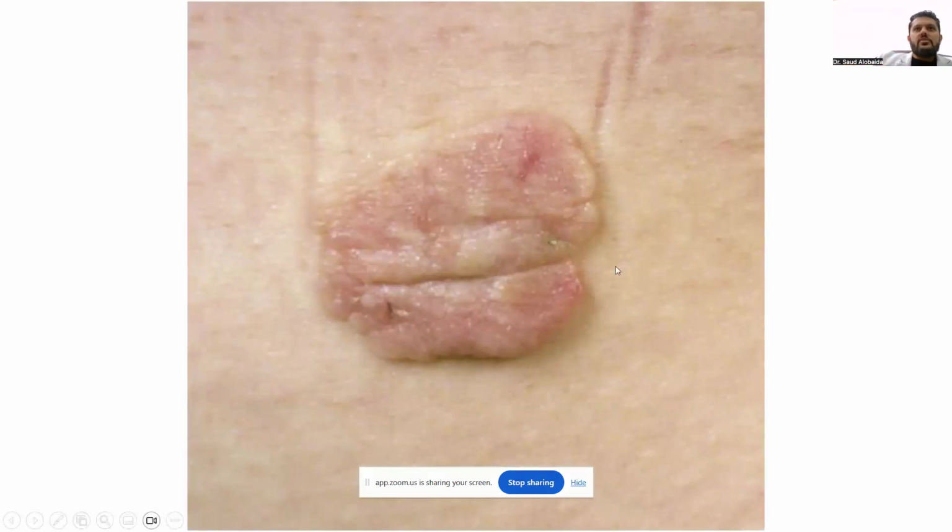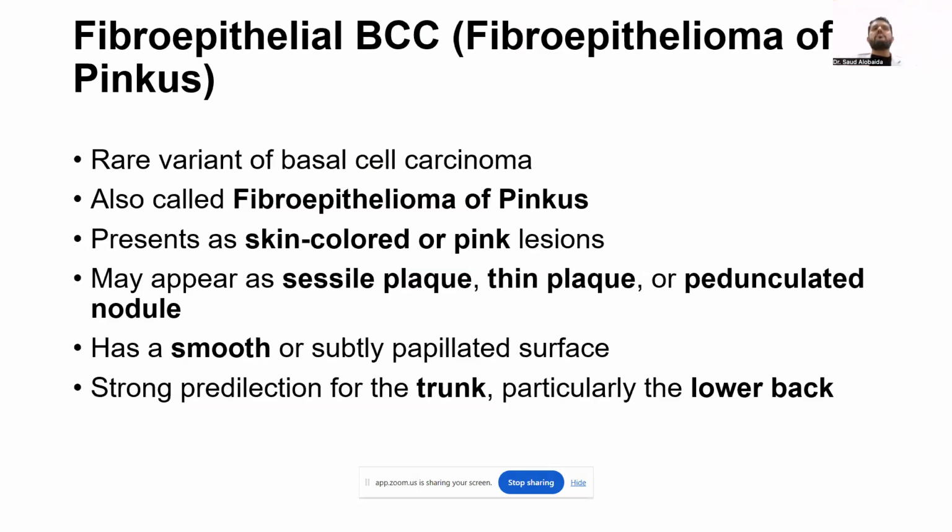This one is on the lower back. It looks like a polypoid skin tag, and this is fibroepithelioma of Pinkus. It's not that bad of a subtype, but you always ask which location, etc. And its pathology is kind of unique. It has a fenestrated look of the epidermis and strands of the BCC.